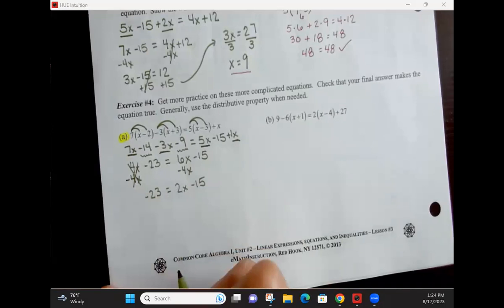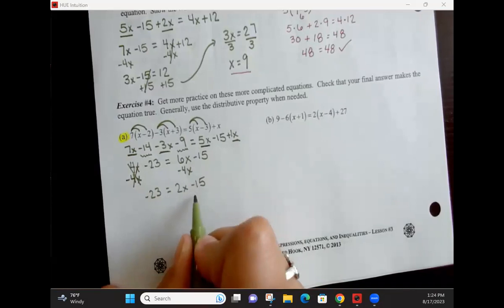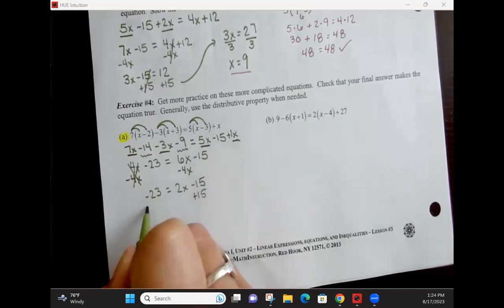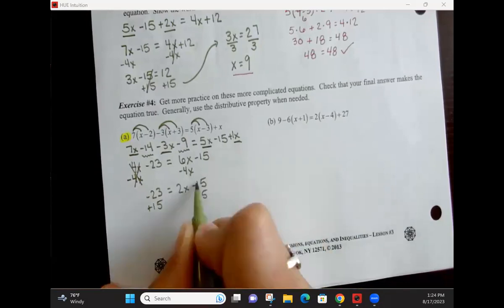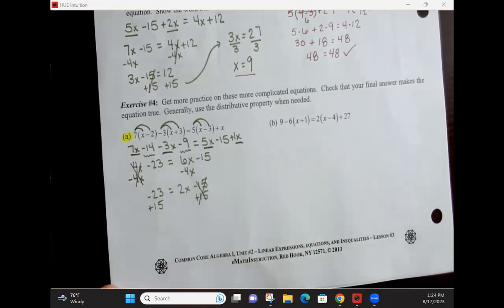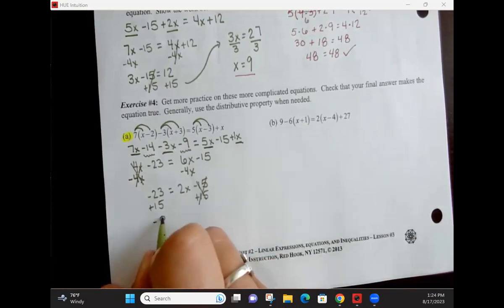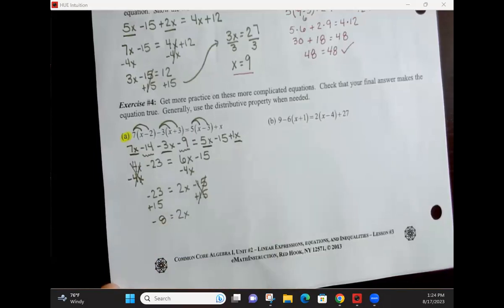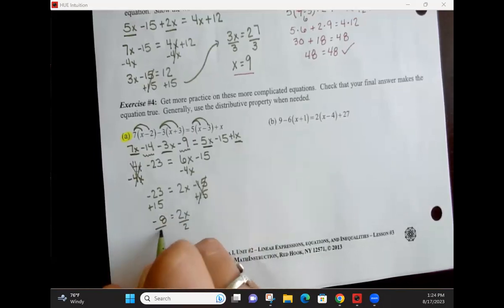I've got x's all together now, finally. Now I want to get x all by itself. I'm subtracting 15, so we will add it to both sides. Negative 23 plus 15, what do I get there? Negative 8 equals 2x. Divide both sides by 2. And what is x equal to? Negative 4. Very good.